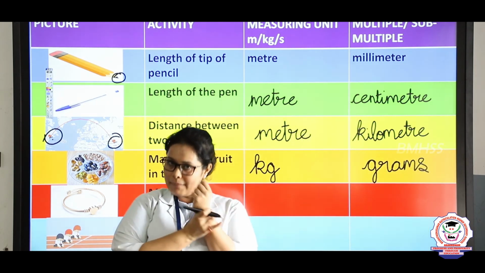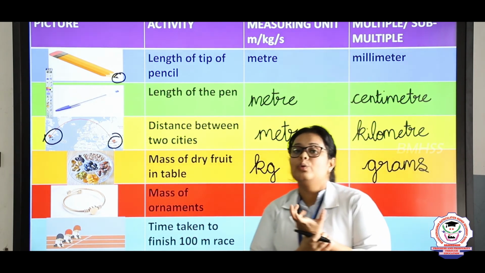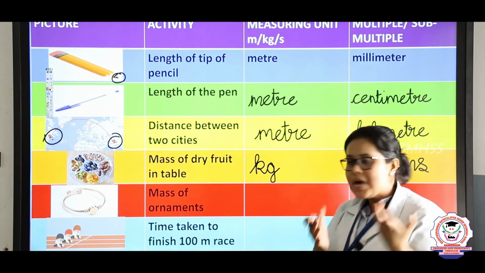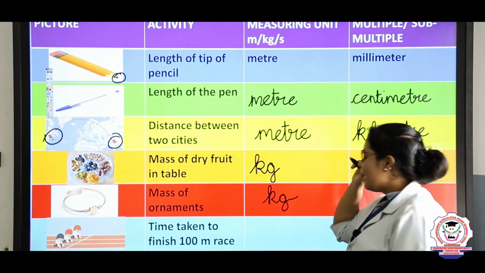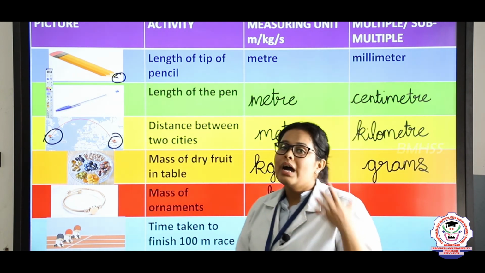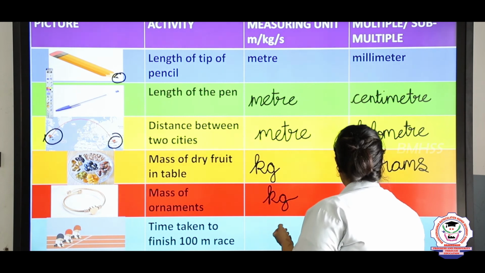Here I have taken a bangle. Now this bangle I want to know the weight. So weight is only mass. So mass again here it's kg. And this is very light. So again this can be measured by grams.